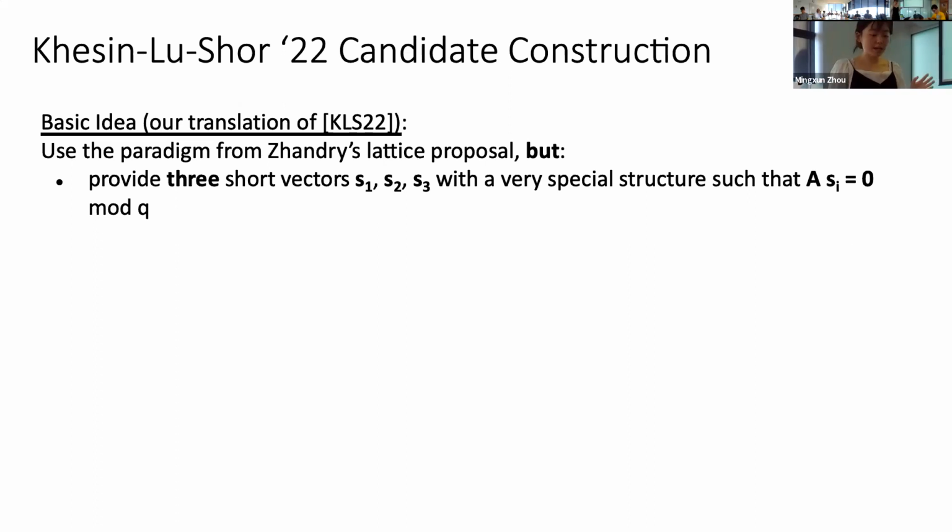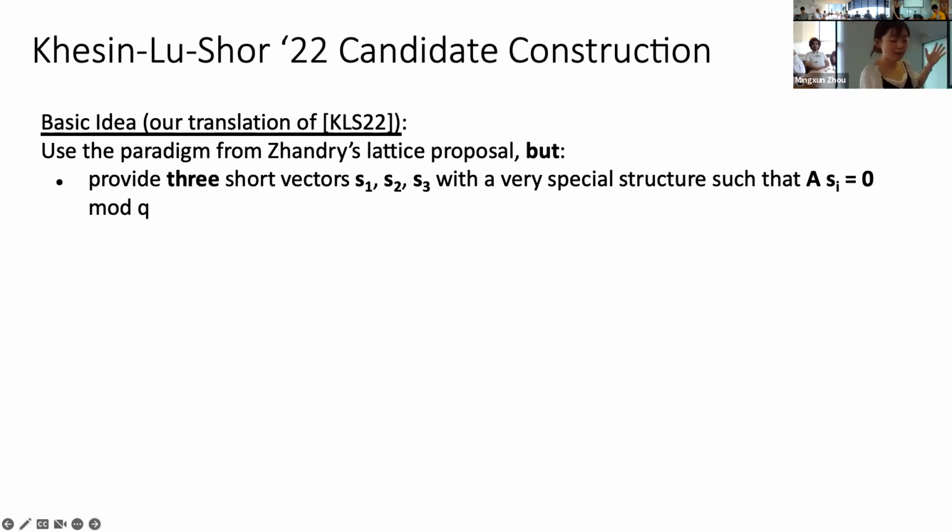They use a scheme that is spiritually very similar to Zhandry's 2019 proposal, but with a twist. This is our interpretation, our translation of their scheme. Their actual scheme looks kind of different, but inherently it's doing the following. When sampling A, there are three short vectors sampled first, and then we make sure that A is orthogonal to these vectors. We make sure that they are in the kernel of A.